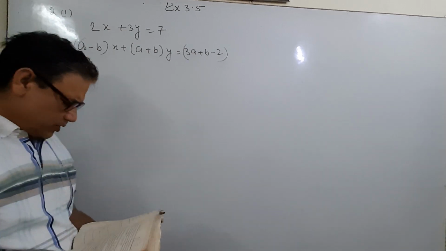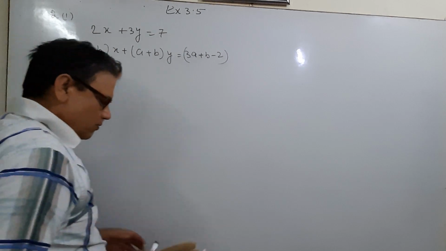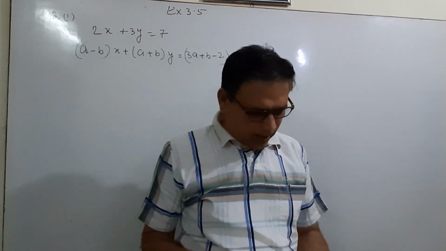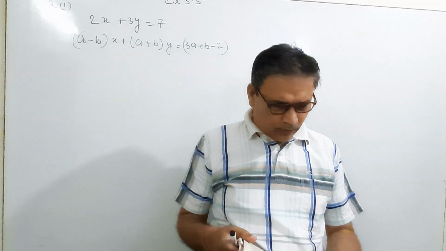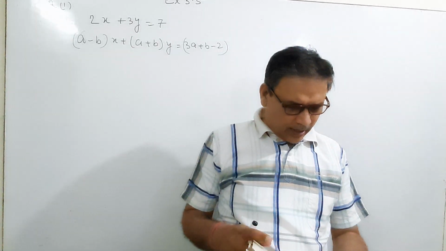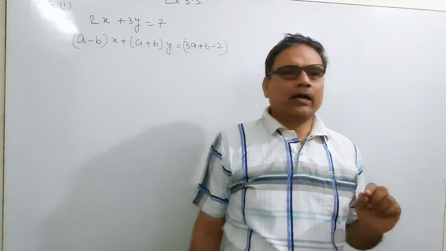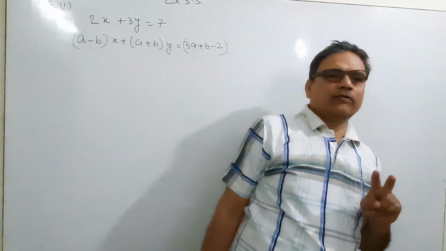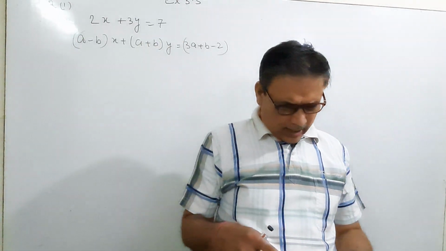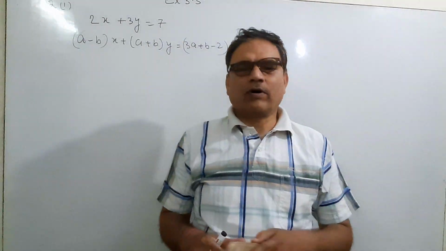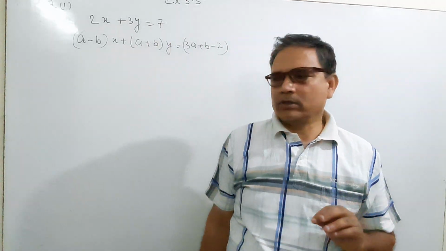The first part is: for which values of a and b does the following pair of linear equations in two variables have infinitely many solutions? It means find the values of a and b for a unique solution, for infinitely many solutions, or for no solution. This depends upon the question. Here the question is saying to find the values of a and b for infinitely many solutions.